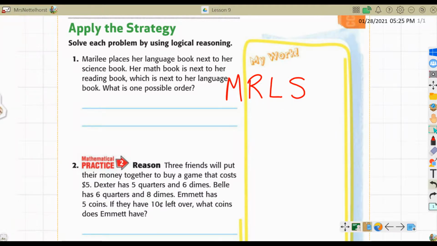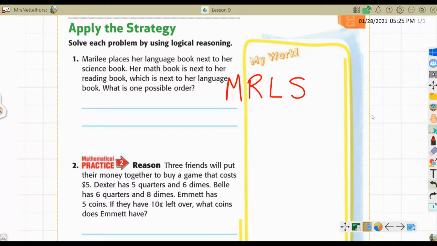Okay. All right. So it's out of my little box there. So this is one order that it can be in. Okay. So her math book is first, which is next to her reading book. Her reading book is next to her language book. And her language book is next to her science book.